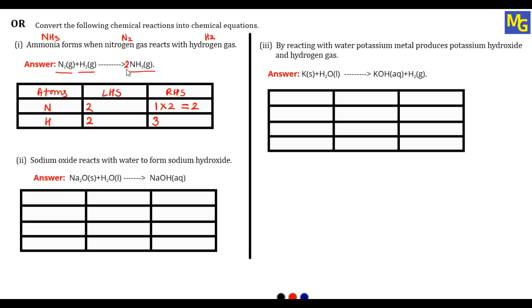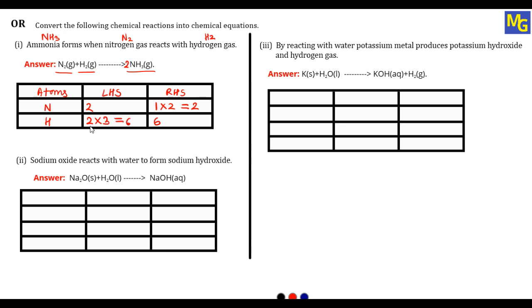When I wrote 2 here, hydrogen also changes. Earlier hydrogen was 3. Now by writing 2, 3 twos are 6. So on the RHS hydrogen became 6. I'll remove that 3 and write 6 here. Now if you focus, hydrogen on the RHS is 6, on the LHS it is 2. How to make it 6 now? Multiply with 3. So 2 threes are 6.